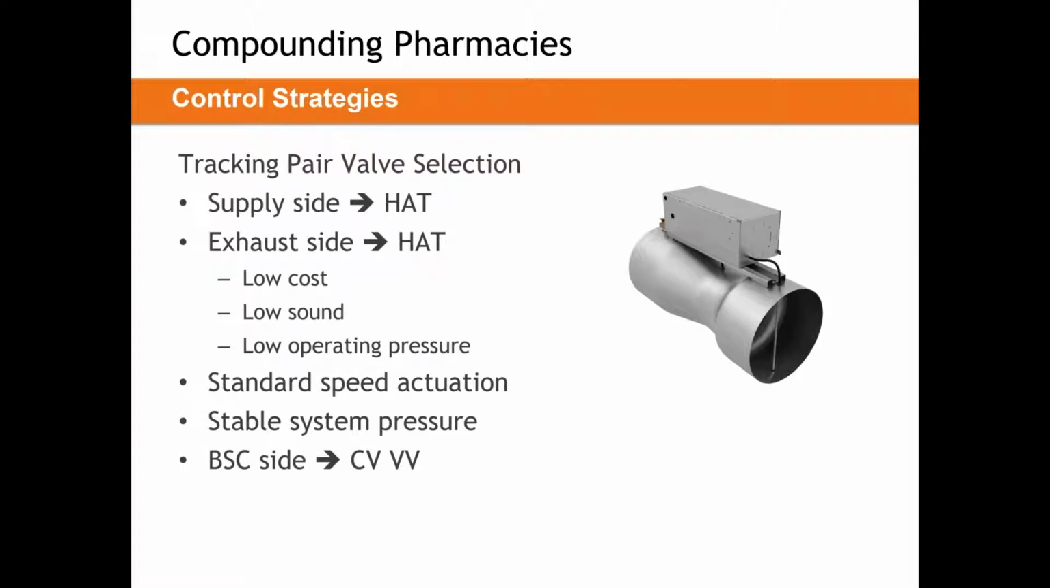On the biological safety cabinets, however, we would recommend a constant volume or two-position Venturi valve. That is the simplest and easiest way, as we already talked about, to achieve that simple operation and simple upfront first cost.